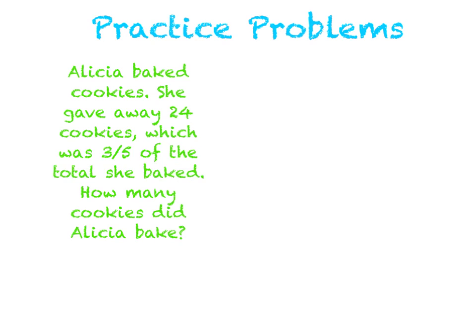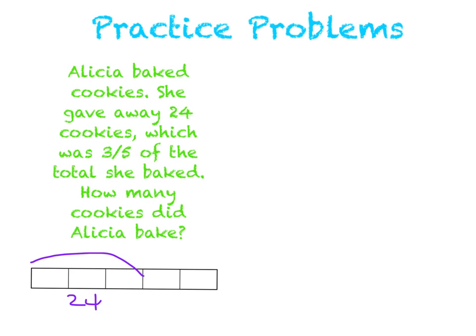Here are your practice problems of the day. Alicia baked cookies. She gave away 24 cookies, which was 3/5 of the total she baked. How many cookies did Alicia bake? If it helps you, you should draw a fraction stick, like this. Remember that if you know that 3/5 was worth 24, you should be able to easily figure out how much each fifth is worth as far as these cookies go.